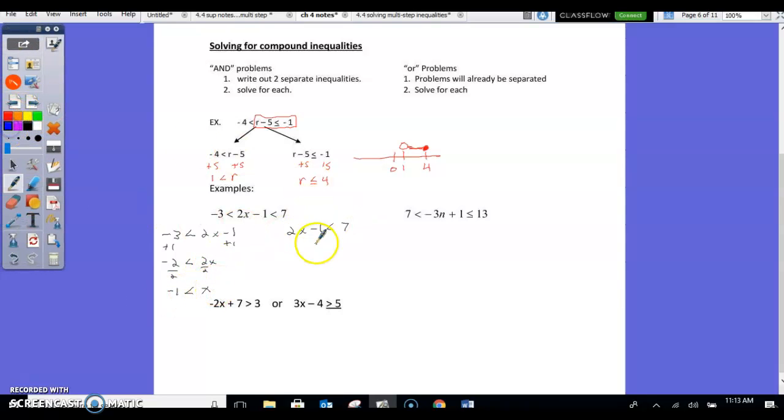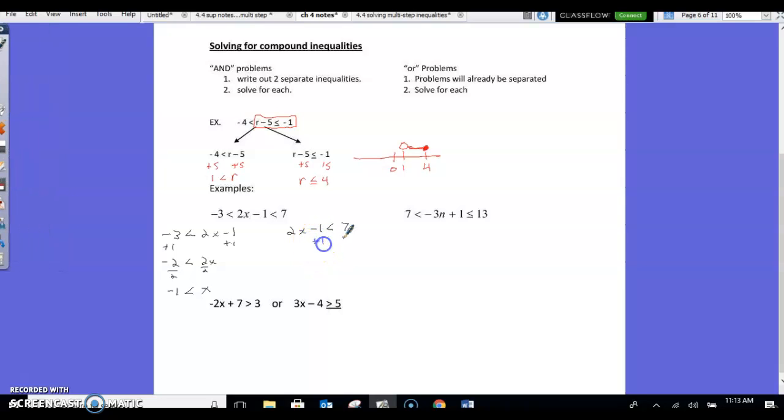All right, over here I'm going to do the same two steps. Add 1. 2x less than 8. Divide by 2. X is less than 8 divided by 2 would be 4. All right, so there's my two inequalities.